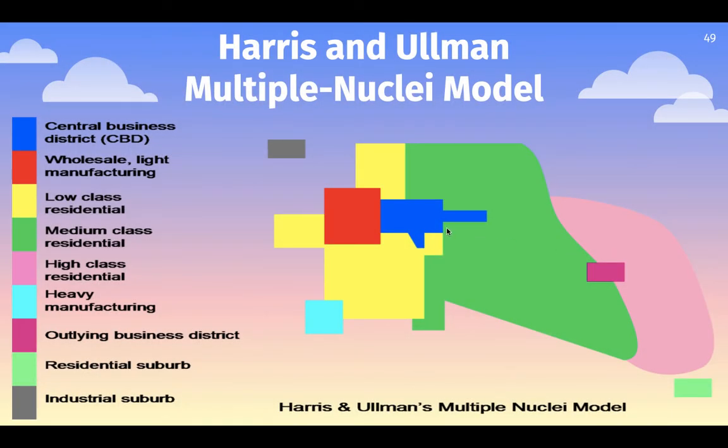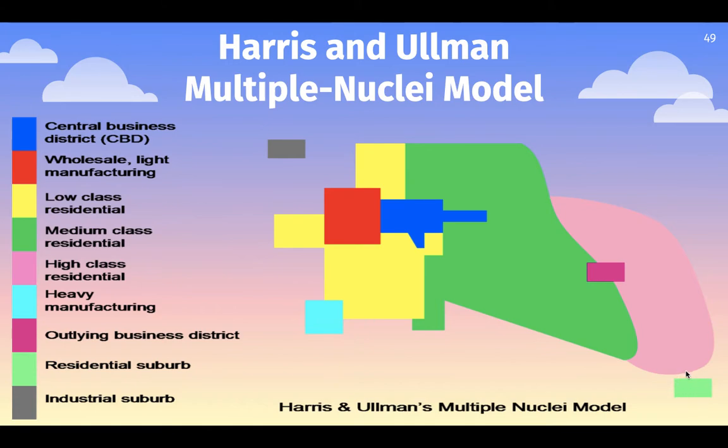So, Harris and Ullman's model looks a little bit like this, and you can see it's a lot messier. We don't have concentric zones anymore. We do have this central business district in blue. We've got some light manufacturing right next to the central business district, so that's pretty similar. Then we have working class residential areas next to the central business district. That's pretty similar. This giant green area is middle class residential, and then this pink area would be high income residential. The big difference comes in these little squares and rectangles.